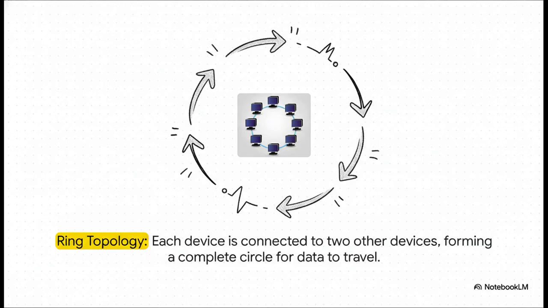Then there's the ring topology. And just like the name suggests, all the devices are connected in a circle. Data travels around in one direction, passed from one device to the next to the next. It's a very orderly system, but adding or removing a device can throw the whole ring out of whack.